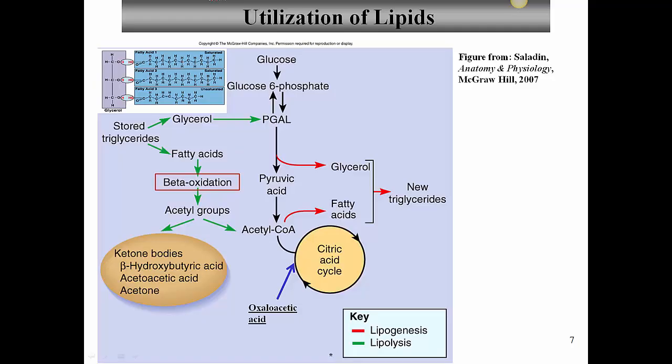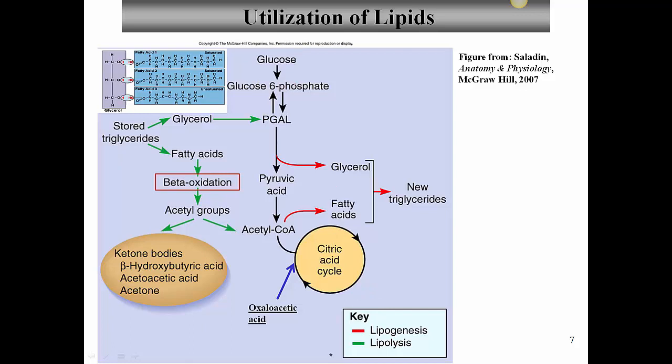Now, how do we utilize lipids? Up in the left-hand corner of this slide, you'll see the structure of a triglyceride. Remember, we have a glycerol connected to 3 fatty acids. If you look at this diagram, you'll see on the bottom right of this slide that we have a key, and basically we have different color arrows on this diagram that are indicating whether something is lipogenic or lipolytic. In other words, whether we're going to make new fats or whether we're going to break down fats.